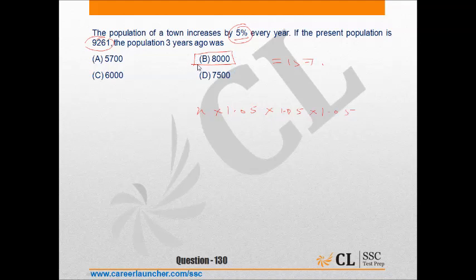If we see 8000 adding 5%, that is 400, gives me 8400. When we add again 420, that is 5% in that, it gives us 8820. When we again add 5% in that, which is 441, it gives us 9261. So 8000 is the correct answer.